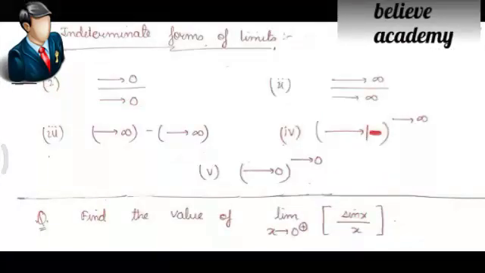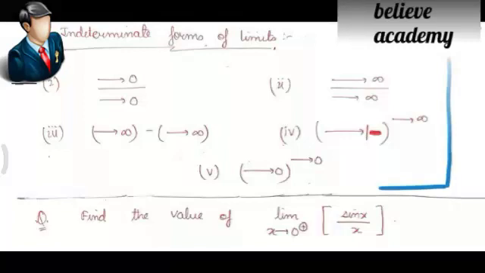Now we have some indeterminate forms. I've just written the forms here. We shall be dealing with those one by one in the multiple types of questions. We have tends to 0 whole upon tends to 0, tends to infinity whole upon tends to infinity, infinity minus infinity, tends to 1 raised to power tends to infinity, and tends to 0 raised to power tends to 0. These are some indeterminate forms of limits which I have taken. We shall be dealing with the questions here. This is just an introduction.